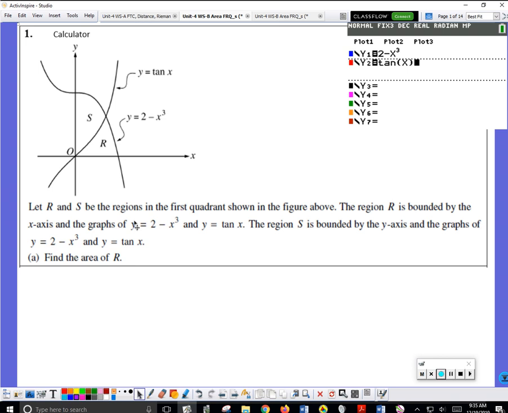Okay, it says let R and S be the regions in the first quadrant. I stop right there and I go, okay, first quadrant. So that means one of the boundaries they are describing is this.